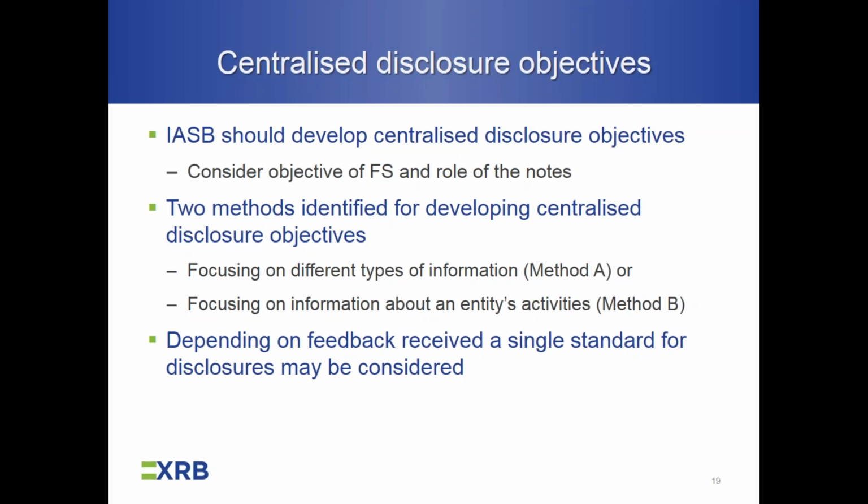The appendix to Section 7 provides 2 examples of using Method B to develop centralised disclosure objectives. Example 1 shows a possible disclosure objective and requirement for operating capacity developed considering the entity's operating activities. The second example shows a disclosure objective and requirements for restricted assets developed considering the entity's financing activities. Both Method A and B are in the early stages of development, and hence the IASB has not formed any preliminary views about them. The discussion paper seeks feedback on whether the IASB should develop centralised disclosure objectives, and it also asks constituents which of the 2 methods identified for developing centralised disclosure objectives they would support.